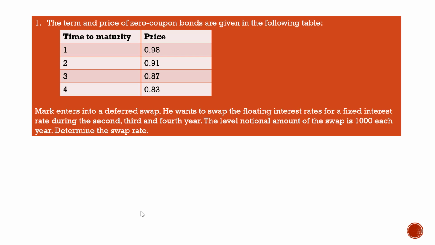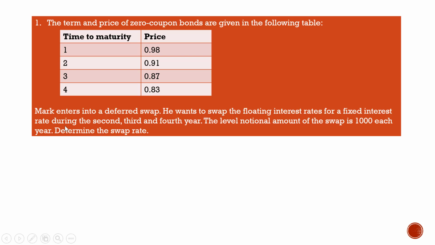Question number 1. The term and price of zero coupon bonds are given in the following table. Here we are given a table of 2 columns. The first column represents the time to maturity, and the second column is the price of the corresponding bond. Mark entered into a deferred swap. He wants to swap the floating interest rates for a fixed interest rate during the 2nd, 3rd, and 4th years. The level notional amount of the swap is $1,000 each year. Determine the swap rate.